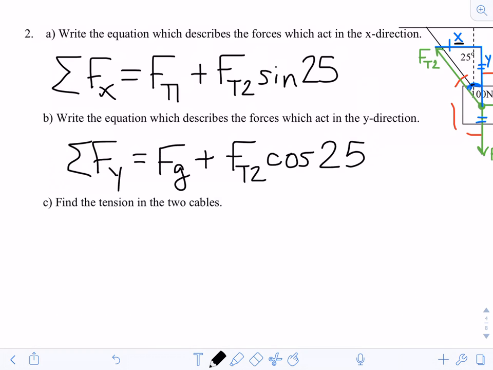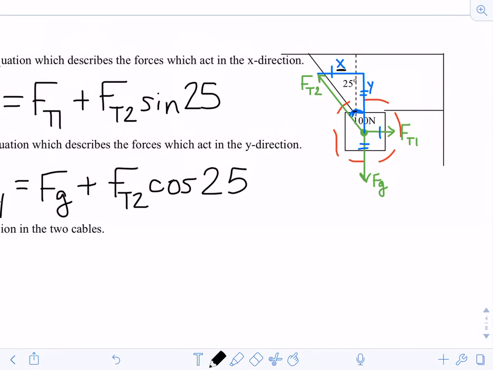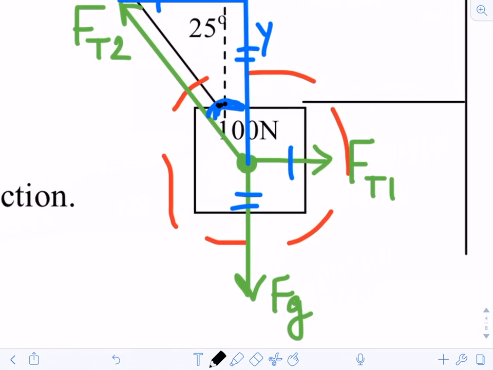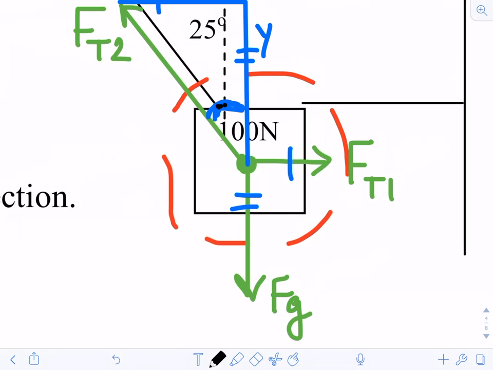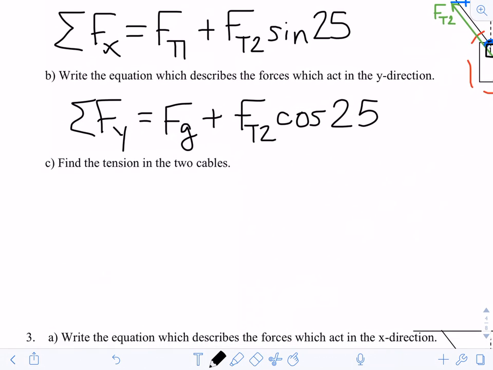So we can use this information to find the tension in the two cables. Now, I kind of covered it up here, but not only do we know that there is a 25 degree angle, but we also know that this box has a weight of 100 newtons. This is trying to tell us what our force of gravity is, because weight is a synonym for the force of gravity.